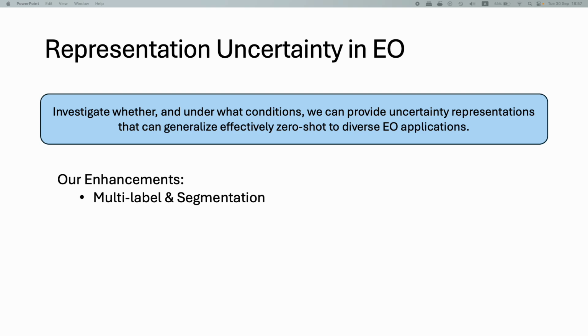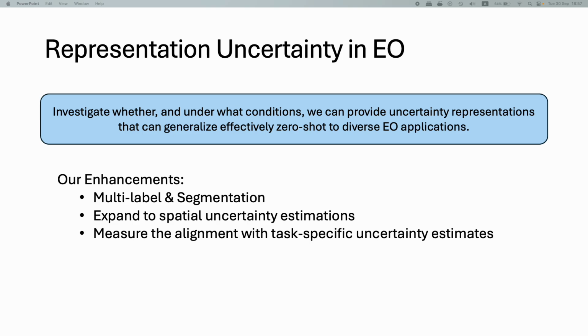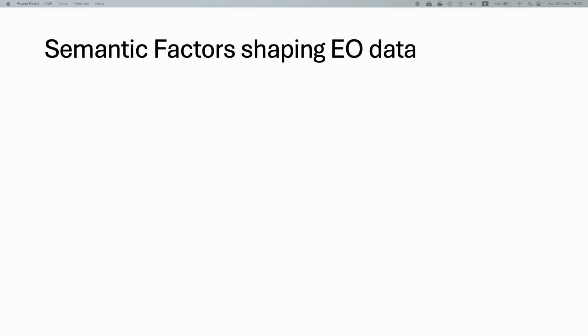Although our work is focused on Earth observation, we make some additional contributions that hold promise for broader computer vision tasks. First, we expand the current approach to multi-label and segmentation tasks. Then we make an initial effort for spatial uncertainty estimation, and finally we assess the practical utility of representation uncertainty by comparing their alignment with task-specific uncertainty proxies.